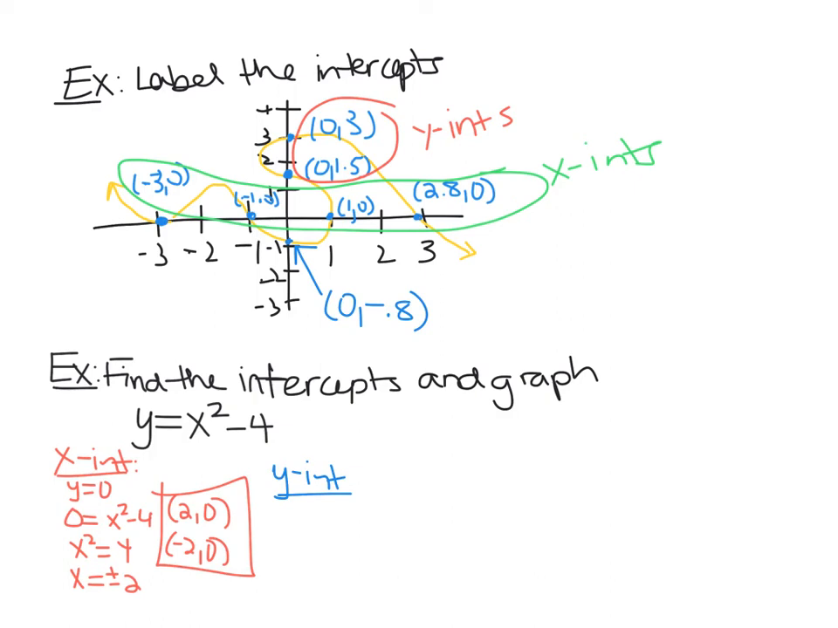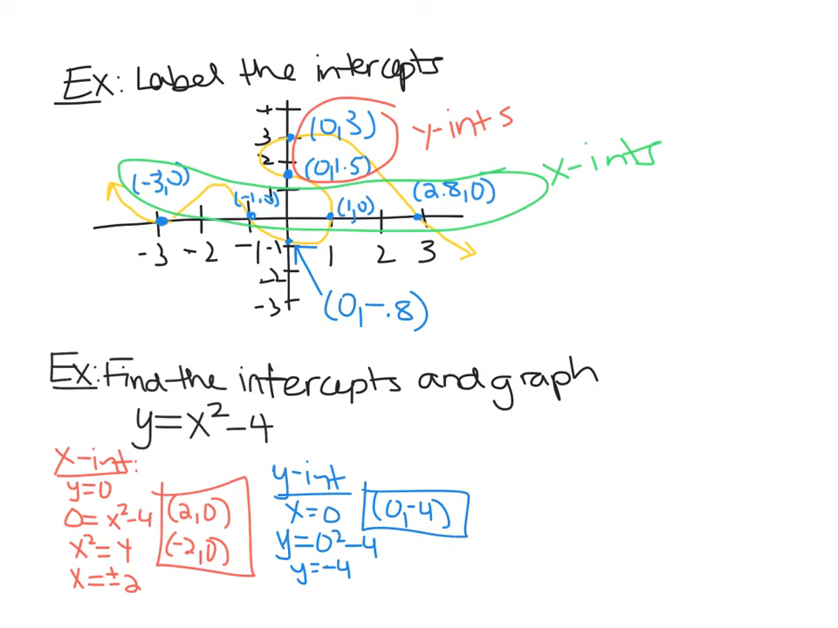So back to this bottom example. To find my y-intercept, I am going to set x equal to 0. And so I get y equals 0 squared minus 4, which gives me y equals negative 4. So there is a y-intercept at 0, negative 4. So now I'm going to graph that.